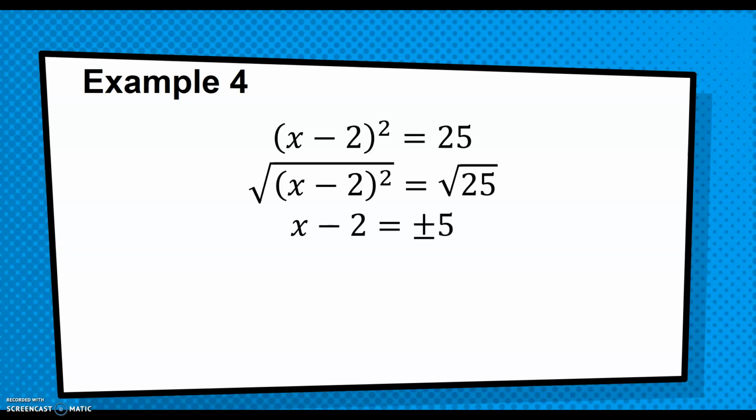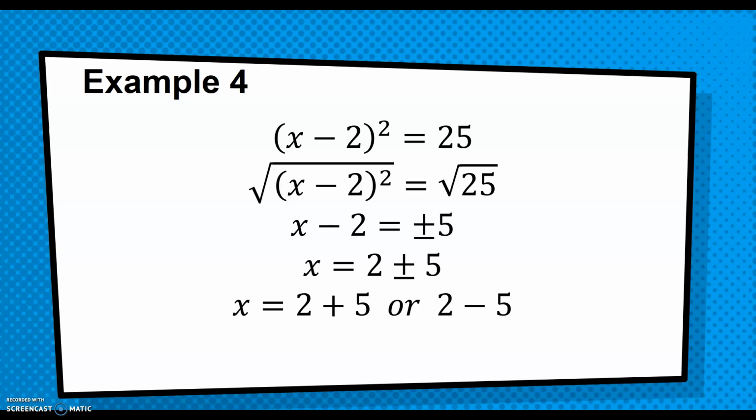Now, I don't really care what x minus 2 equals. I want to know what x equals. So what I have to do is add 2 to both sides to get rid of that. So I get x equals 2 plus or minus 5. That just means 2 plus 5 or 2 minus 5. Well, I know that 2 plus 5 is 7, and 2 minus 5 is negative 3. So this parabola crosses the x-axis at 7 and at negative 3. So this time it's not the same number, plus or minus. We have two different numbers where it crosses.